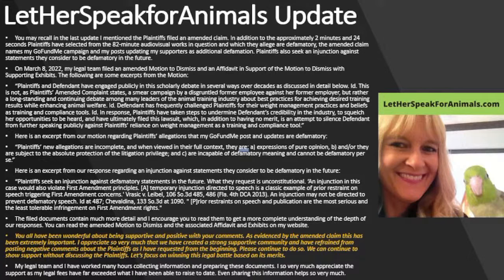Plaintiffs seek an injunction against defamatory statements in the future. What they request is unconstitutional. An injunction in this case would also violate First Amendment principles. Temporary injunction directed to speech is a classic example of prior restraint on speech triggering First Amendment concerns. An injunction may not be directed to prevent defamatory speech. Prior restraints on speech and publication are the most serious and least tolerable infringement on First Amendment rights.